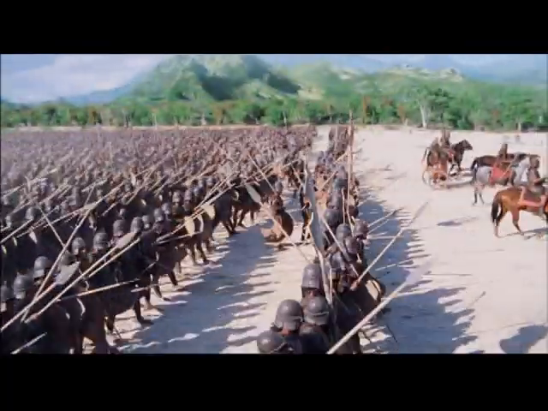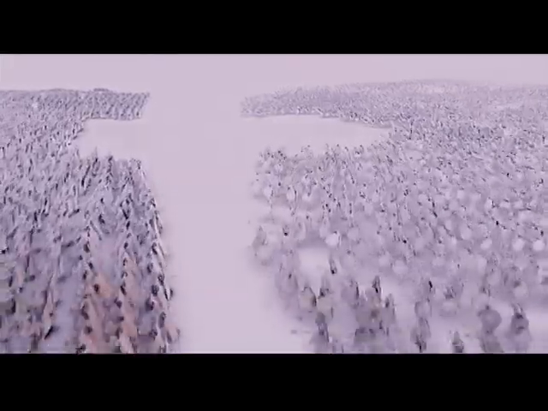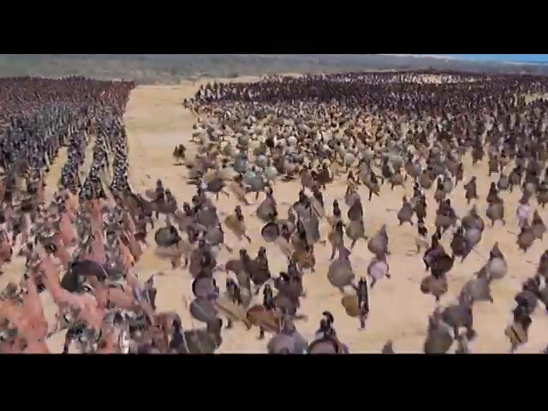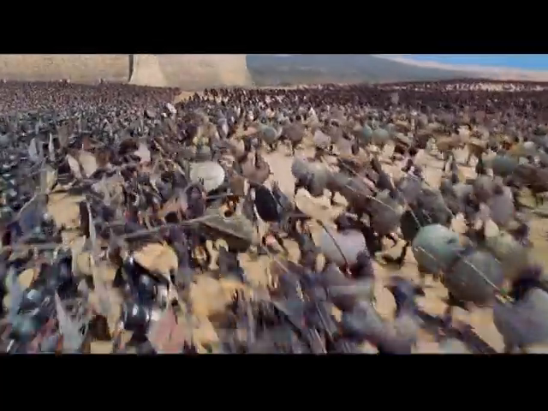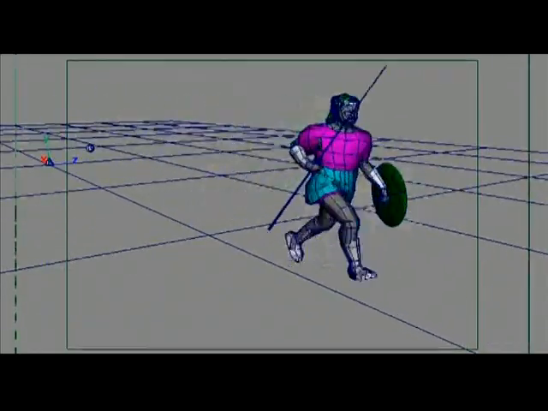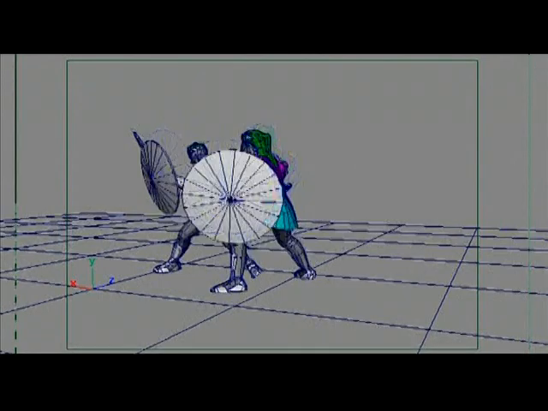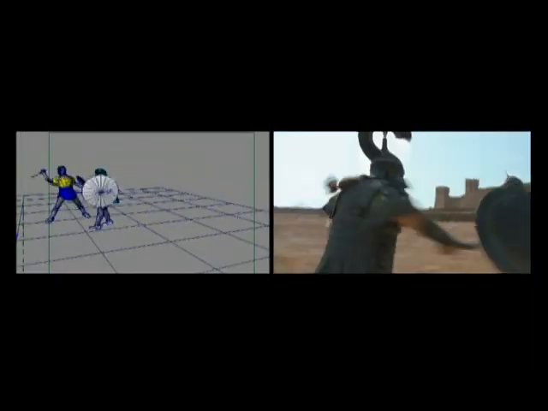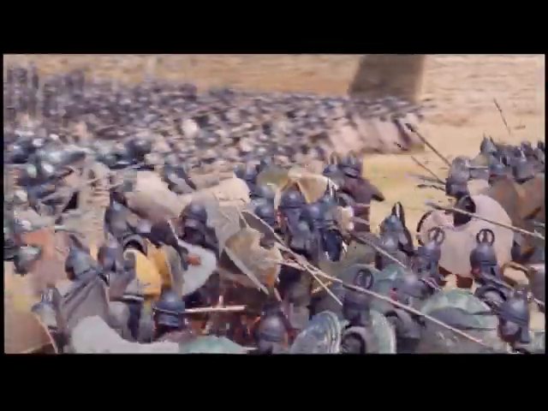Immediately what they had to do was to write some software that would enable us to create an artificial intelligence system that could control and manage all of these soldiers. The software enabled us to basically go onto a motion capture stage and motion capture real stunt performers performing different actions, from walking to running to fighting, fighting with swords, fighting with shields, crashing into each other, running uphill, running downhill.